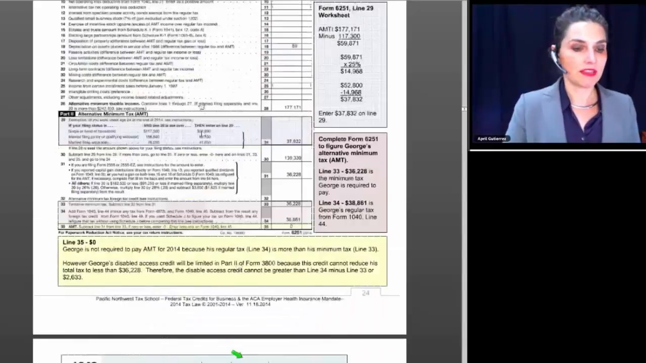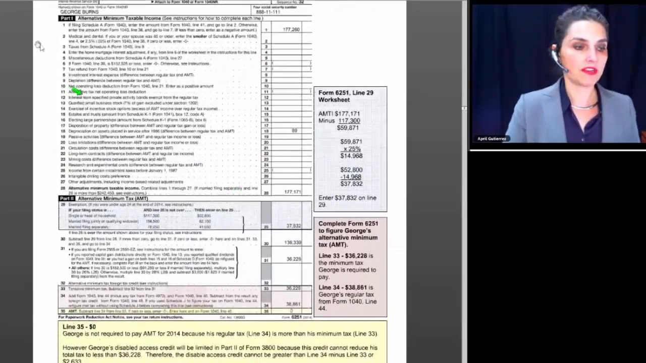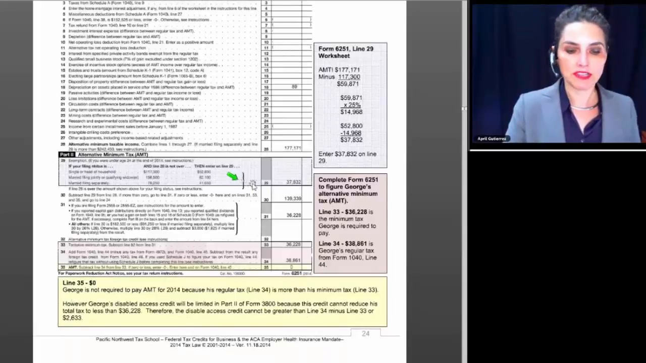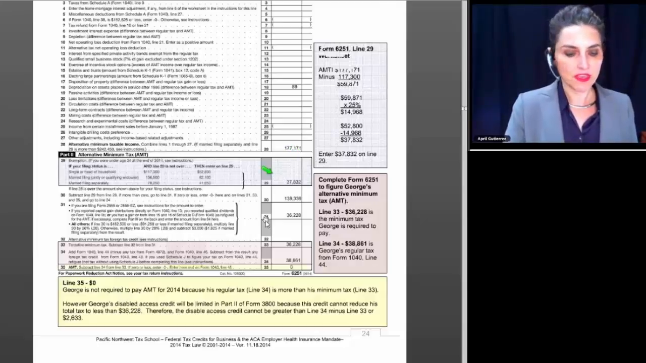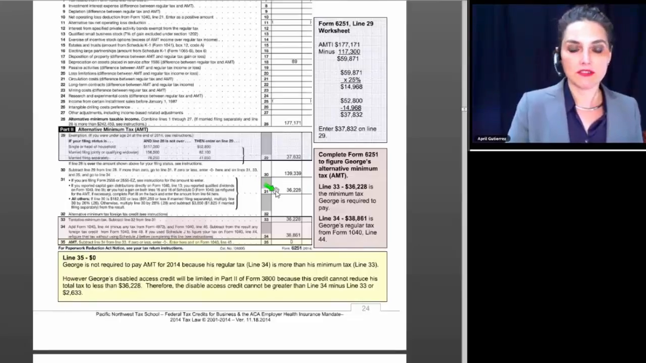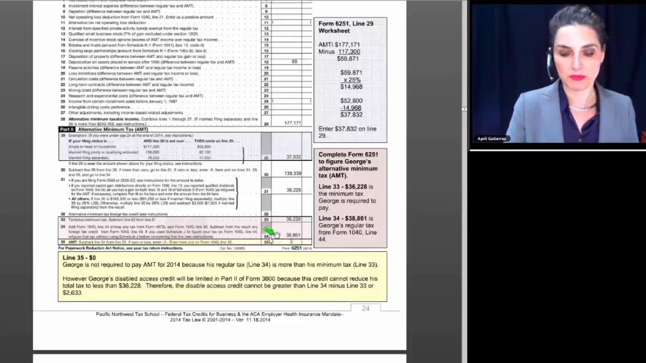But we're not done. Now we have to go up and complete Form 6251 to figure what his alternative minimum tax will be. We begin by figuring his alternative minimum taxable income. We then enter his exemption deduction. His exemption deduction is limited by his income, so we have to figure the line 29 worksheet to figure out what his allowable exemption deduction is. It's $37,832. We then go through the computations to determine that his alternative minimum tax for the year is $36,228. Well, that's less than the income tax showing on his 1040, so he doesn't actually owe any alternative minimum tax. His alternative minimum tax being entered on line 35 is 0.